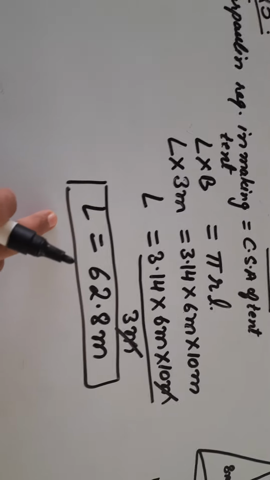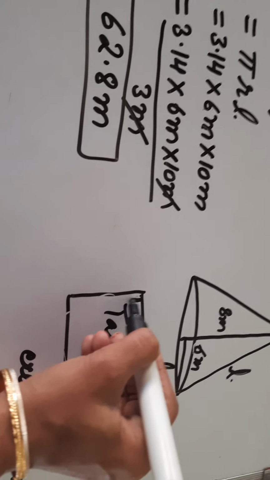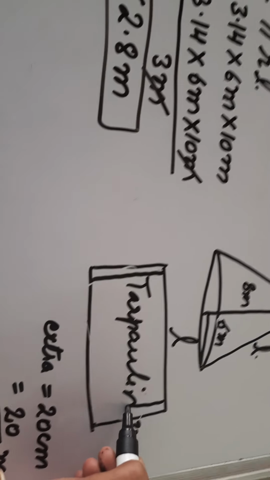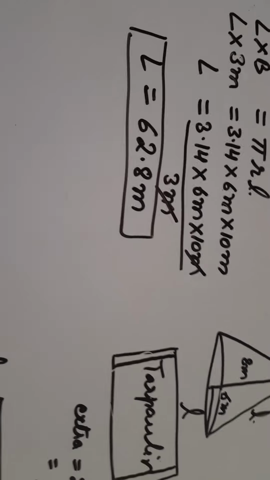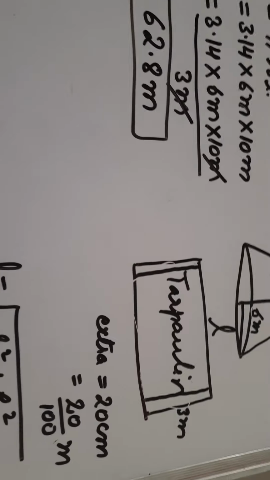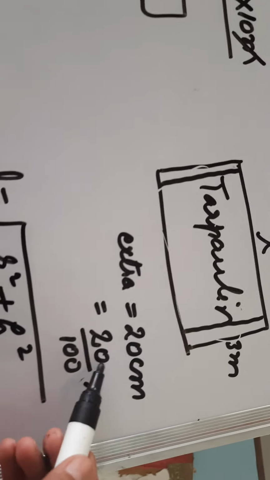But besides this, dear students, we know that a part of the tarpaulin is needed extra for stitching, and we do not have to calculate it separately. It is given to us in the question. It is 20 centimeter, so we'll convert.